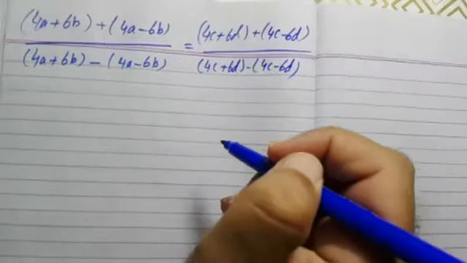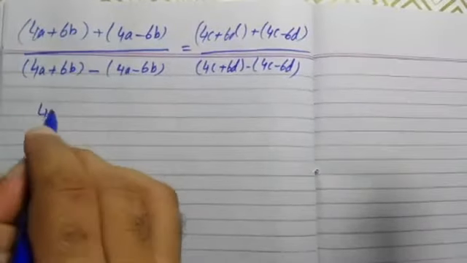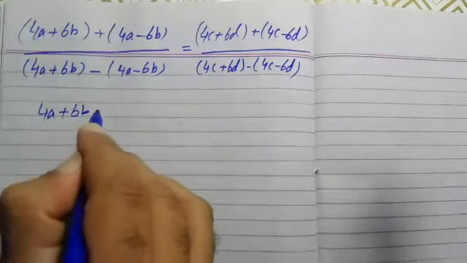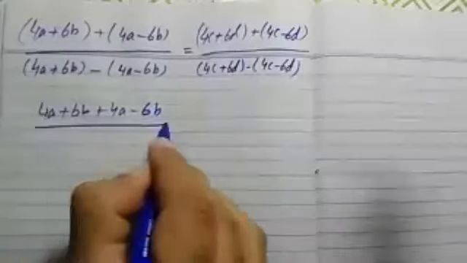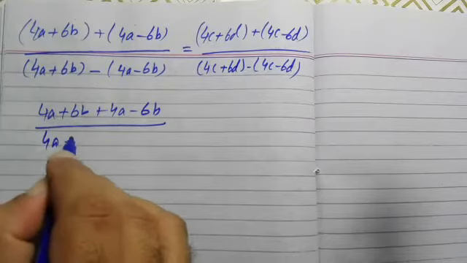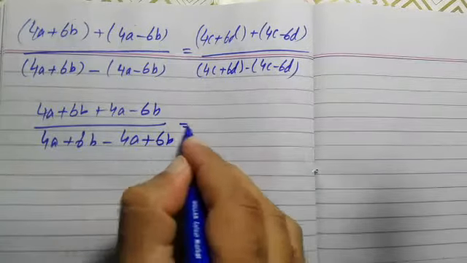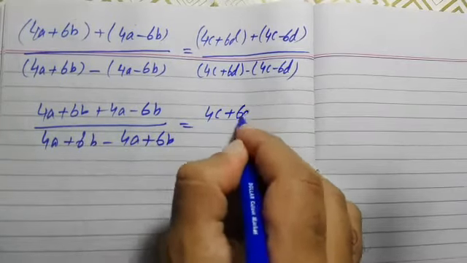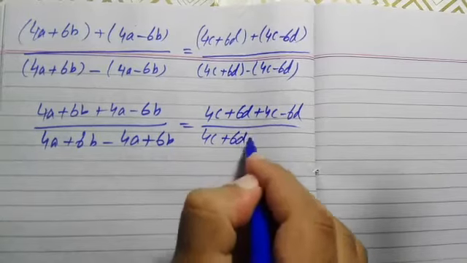Now open the brackets as we have done before and go for the cancellation. The meeting time is ending, so quickly let me write, and you people have to reconnect once the meeting is over. Fine. 4a plus 6b minus 4a plus 6b equals 4c plus 6d plus 4c minus 6d, over 4c plus 6d minus 4c plus 6d.